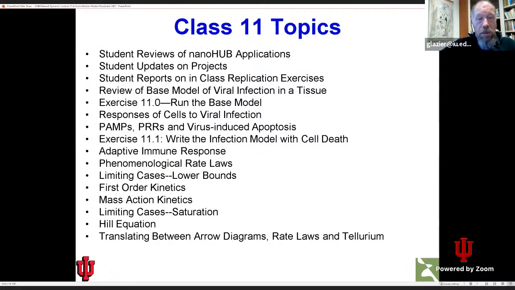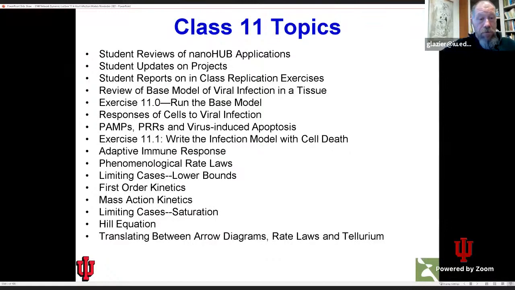I'd like to start by catching up on student presentations. I had asked people to do reviews of prior NanoHub apps, and I'd like to hear the last people's presentations. I think there are still one or two people who hadn't presented. You had an assignment, which was now getting a little bit old, which was to do an update on your project status.